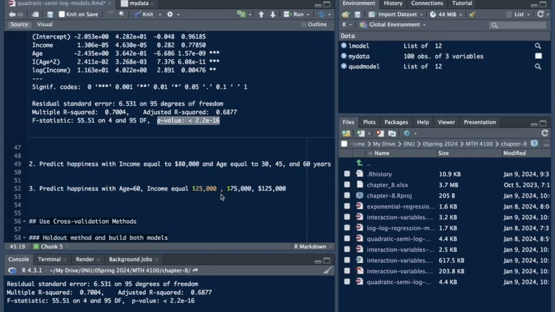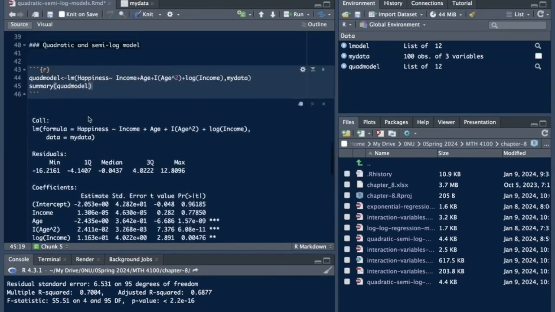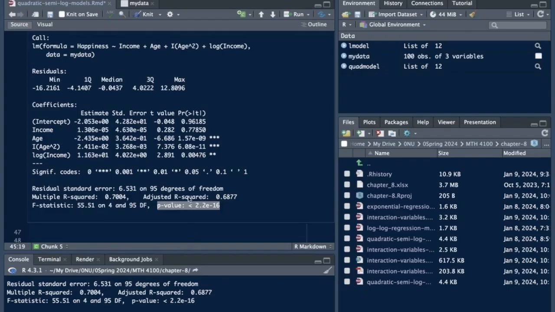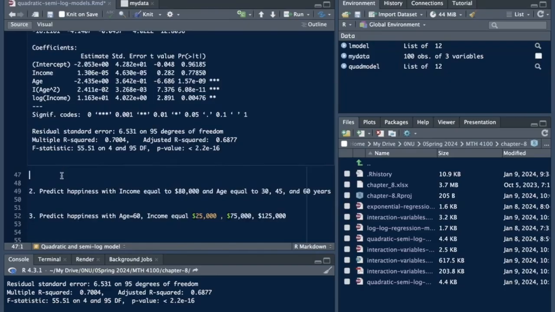So including these variables, which is the age squared and the log of income, contributes to a better fit of the model to the data. And this suggests that it provides a more accurate representation of the relationship between the predictor variables and the happiness variable. As I said, the F value here is higher than that one. Both of them are significant, but the F value is higher. So this tells us that the second model is much better.